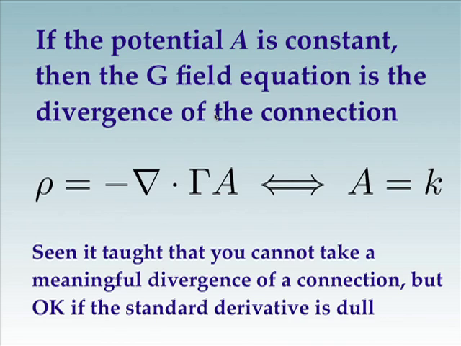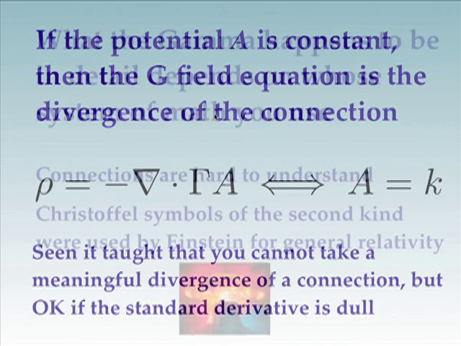What you can do is think about, what if my potential A was really boring? Like, you take the derivative, you get nothing out of it. Then it would all be about the connection. And my first field equation, that rho thing, would basically be taking the divergence of this connection. I've actually seen it taught in one of these gravity books: don't take the divergence of a connection because it doesn't transform like a tensor. Well, that's right, it's not wrong. But if you have a really boring potential, then it's an okay thing to do. So you just have to add an additional stipulation.